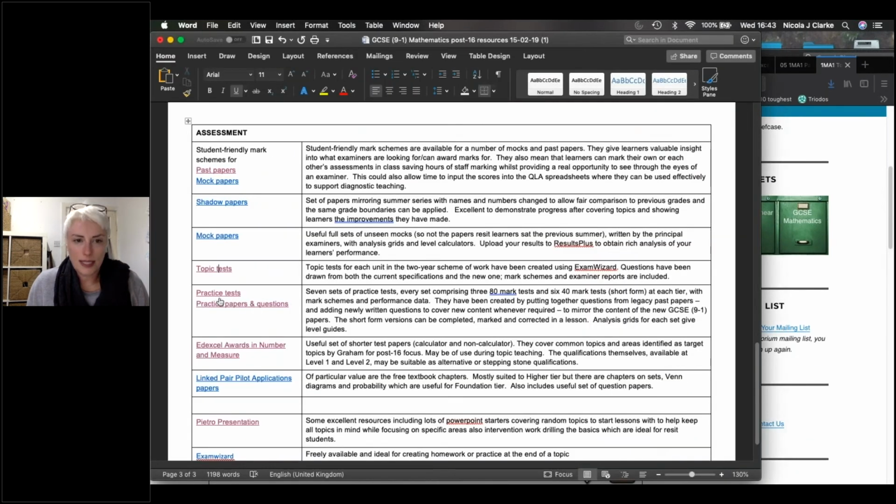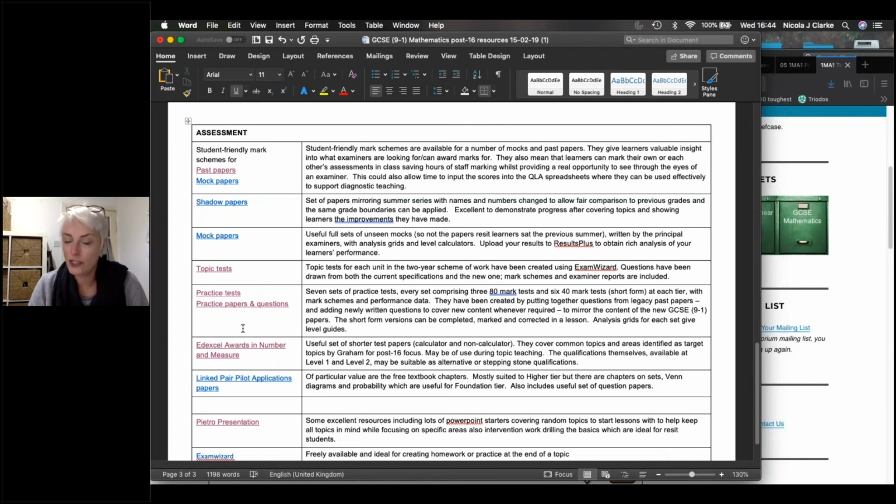We've got practice tests. Again, I think there's 7 sets here of full three papers at each level, so plenty there. But they've also been split into 6 40-mark tests, and the thing about the 40-mark tests is obviously they fit much better into a lesson. They halve your time taken and they halve your marking time as well.